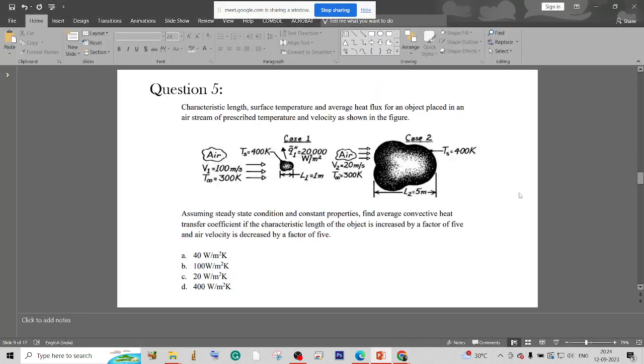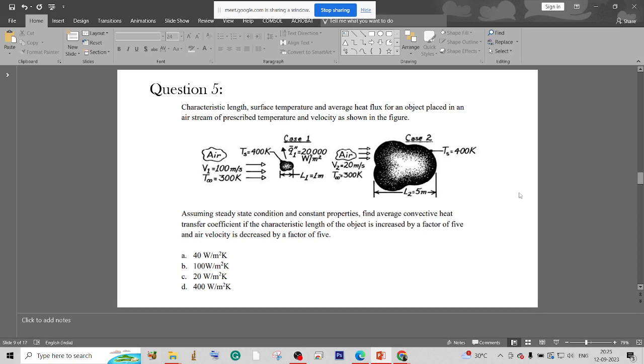So let us proceed to the next question now. For question number 5, the characteristic length, the surface temperature and average heat flux for an object placed in an airstream of prescribed temperature and velocity are shown. For case 1, a small object of length L1 is 1 meter and the heat flux is 20,000 watt per meter square. The surface temperature is 400 Kelvin, the ambient temperature is 300 Kelvin and the velocity of air is 100 meter per second. For case 2, the characteristic length of the object is increased by a factor of 5, that is L2 is now 5 meter, and the air velocity is decreased by a factor of 5, that is V1 upon 5, which is 20 meter per second. Temperature has still remained the same.